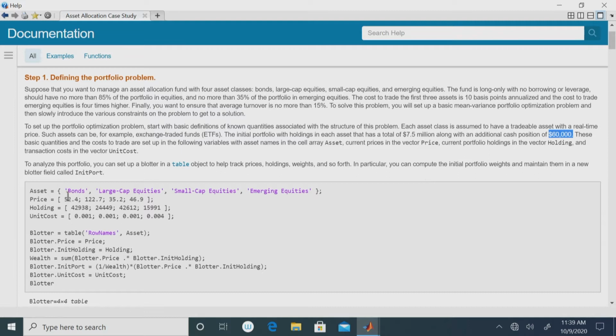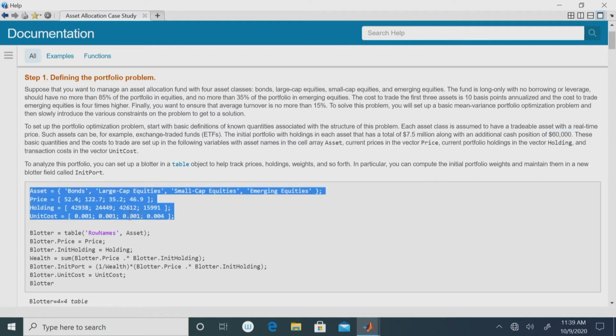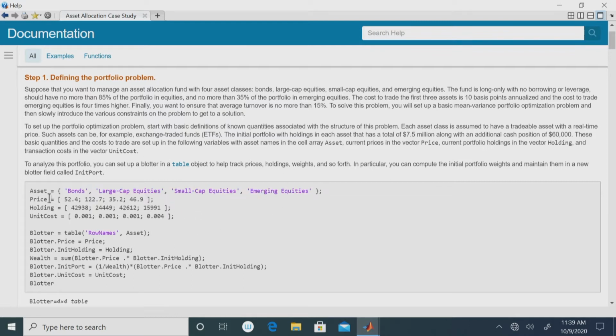So, the first thing we do is that we set up the entire structure in terms of the inputs. First of all, we identify the assets, and the assets are identified here as bonds, large cap equities, small cap equities and emerging equities. And then the next row is the price. So, this gives the current price for each of these asset categories. So, this means that 52.4 is the price of the bond, 122.7 is the price of large cap equities, 35.2 is the price for small cap equities, and 46.9 is the price for emerging equities.